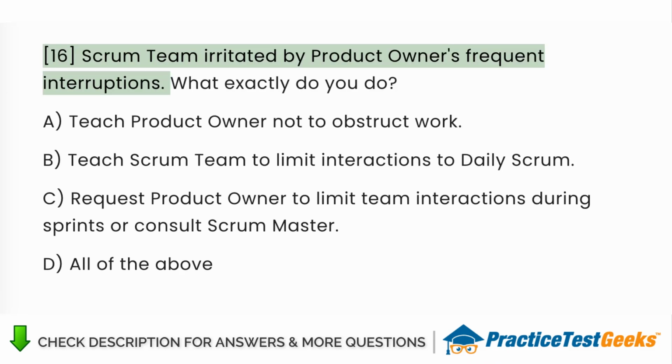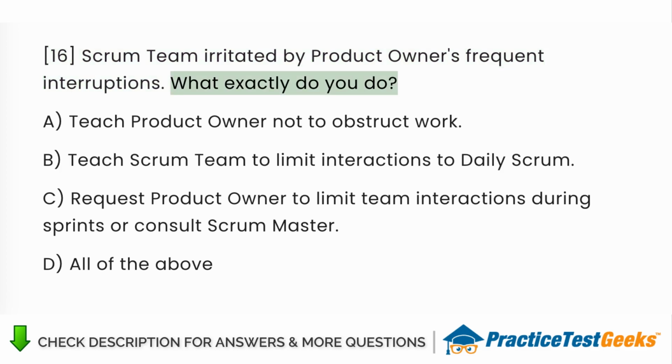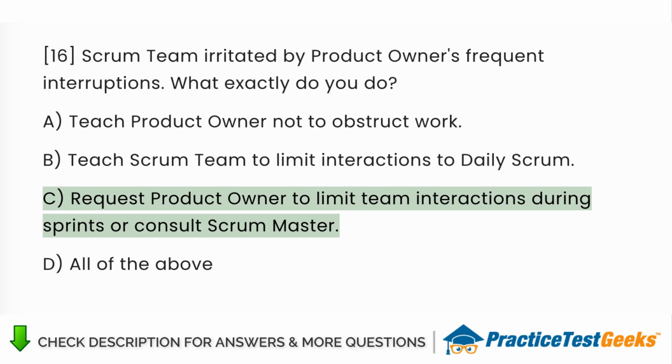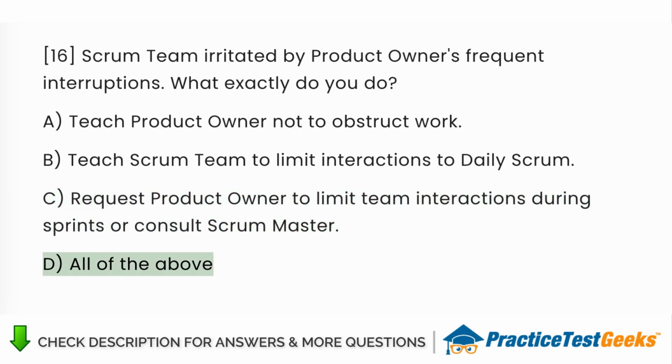The Scrum team is irritated by the product owner's frequent interruptions. What exactly do you do? A. Teach the product owner not to obstruct work. B. Teach the Scrum team to limit interactions to the daily Scrum. C. Request the product owner to limit team interactions during sprints or consult the Scrum Master. D. All of the above.